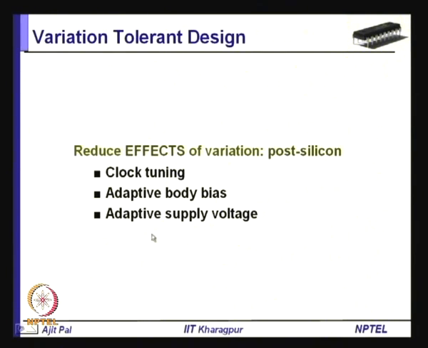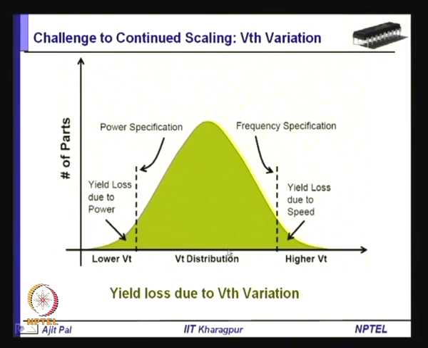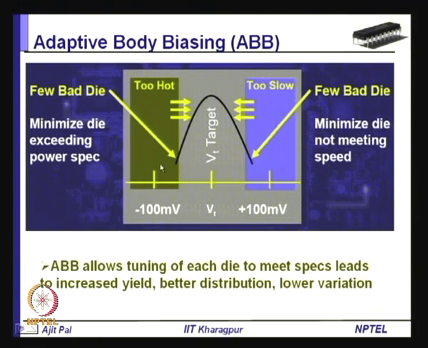Now, coming to other techniques which I have mentioned, clock tuning, adaptive body bias and adaptive supply voltages can be used. Here you can use adaptive body biasing, where you can apply different body bias to different dies. So, if the chip is too hot, you will increase the body bias, and it will push it closer to the nominal threshold voltage.